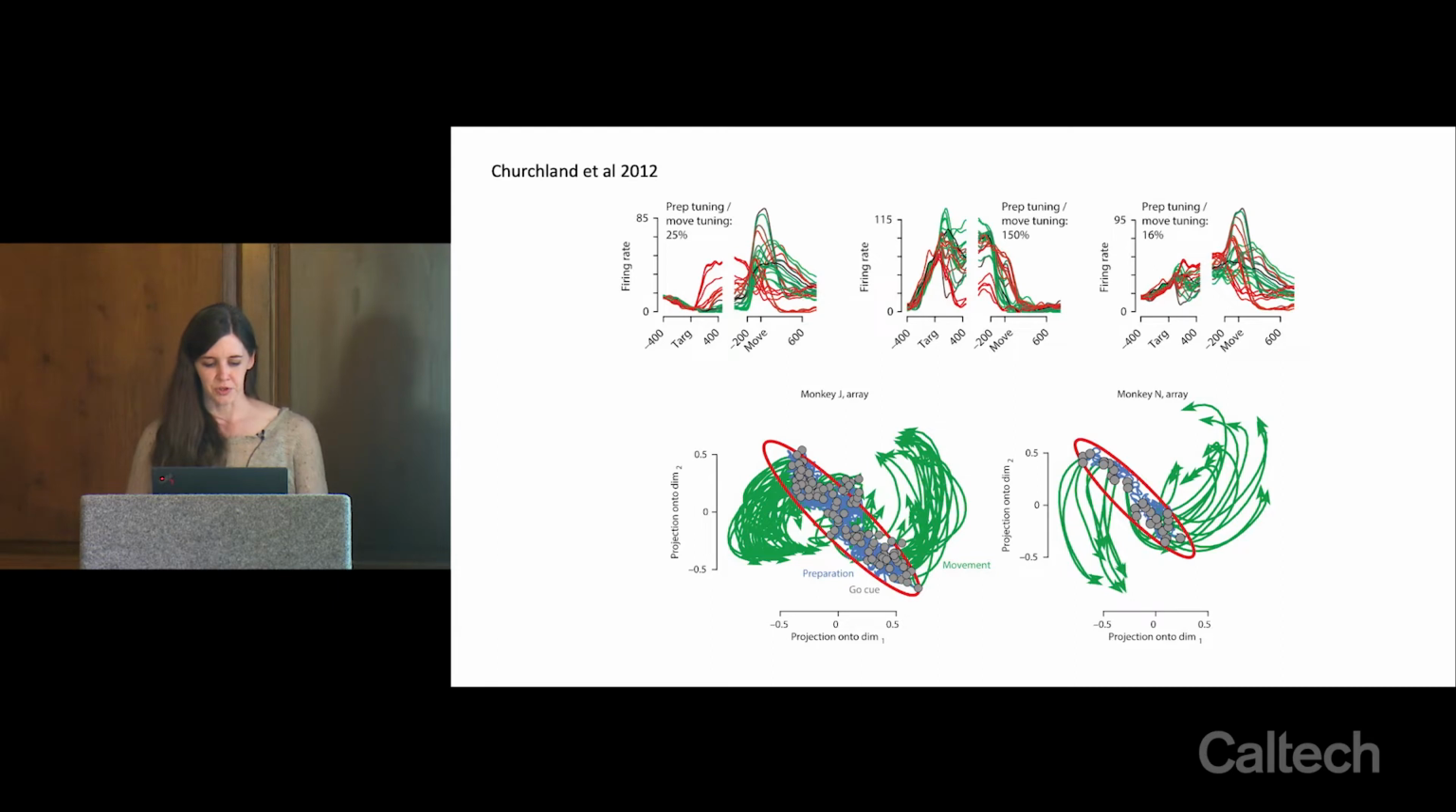And what Mark Churchland and the Shenoy lab showed was that if you take neural activity and you project it down into a low-dimensional space and you do the right transformation of the data, what you see is that motor activity kind of lies in two orthogonal dimensions. So what I'm showing you here is data from two animals.